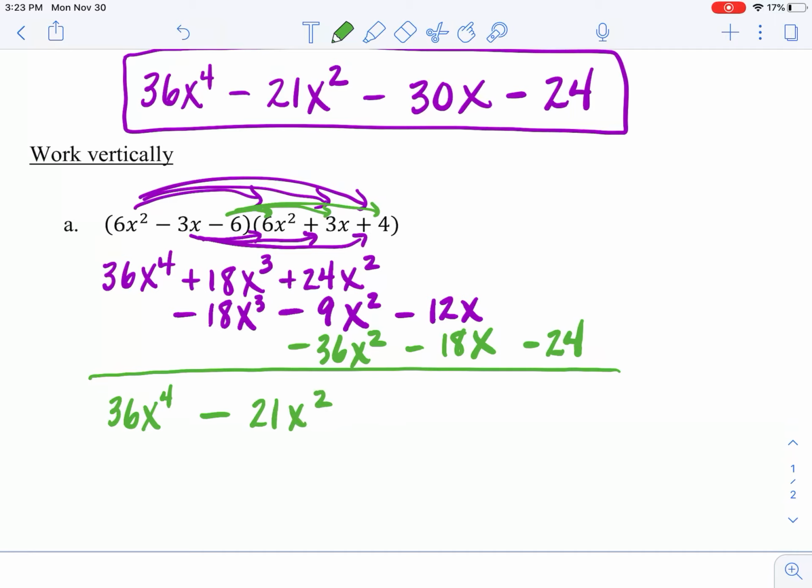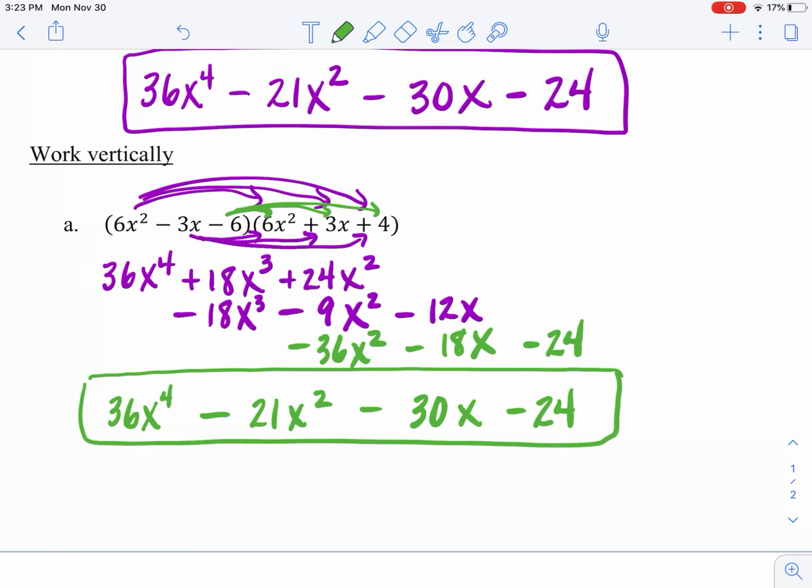In our next column, we have a negative 12 and a negative 18. That gives me negative 30x. And in our last column, we have nothing above or below that 24. So we just write it.